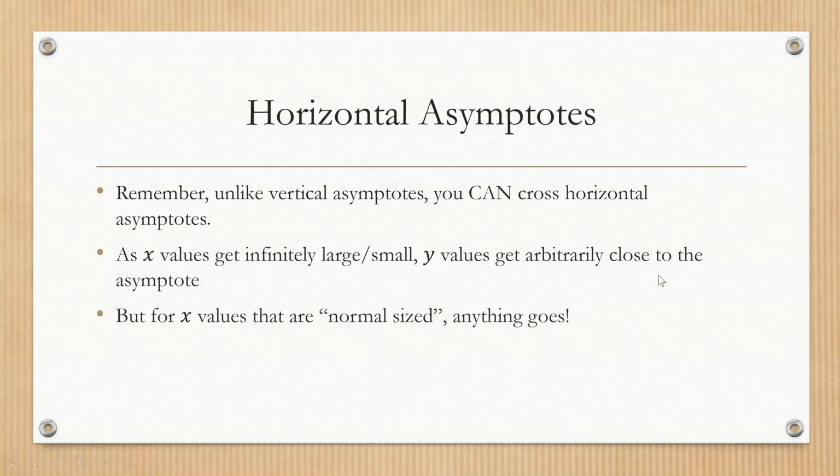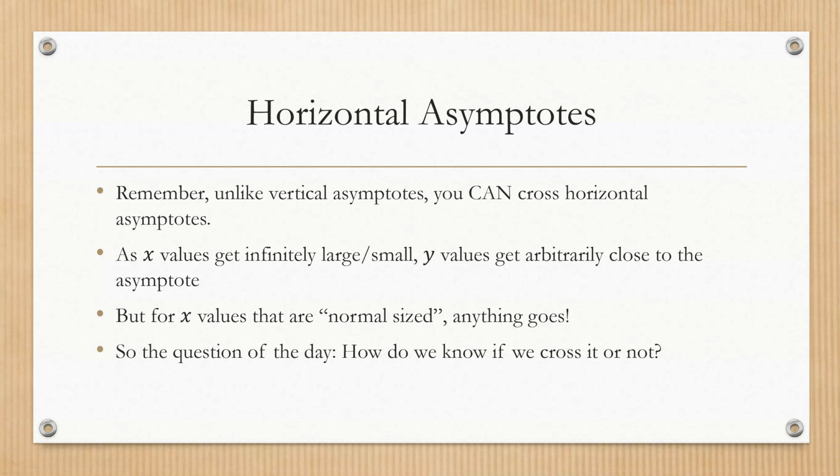But there's nothing said here about the normal-sized values of x. So for any x equals a number, anything could happen, right? I could get that y value of the horizontal asymptote, and that's perfectly fine. Okay, so it's a weird situation where we can cross the horizontal asymptote.